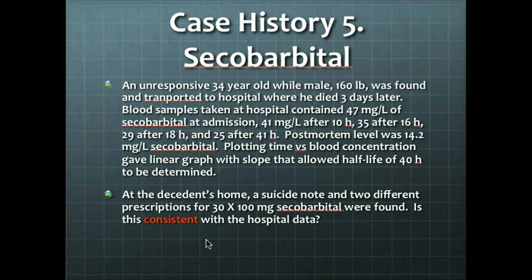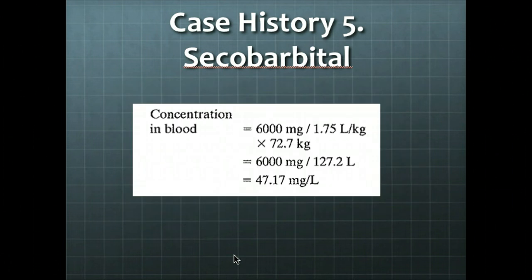At the decedent's home, a suicide note and 2 different prescriptions for 30 tablets of 100 milligrams secobarbital were found. Is this consistent with the hospital data? Before we leave this slide, let's note that it was 2 prescriptions of 30 tablets times 100 milligrams. That would be a total of 6,000 milligrams available for ingestion. Looking at the next slide, you can see the calculated amount is close to the actual blood concentration found on admission. It was concluded that the decedent had taken the tablets several hours before being found.